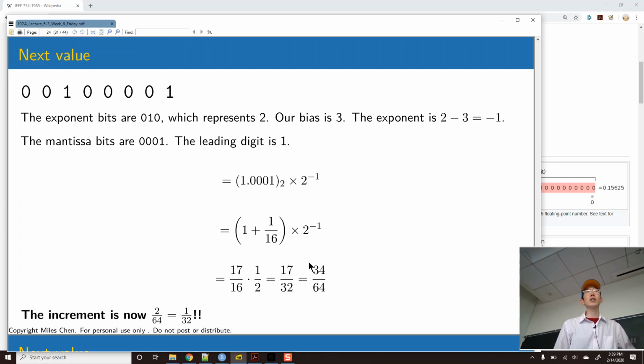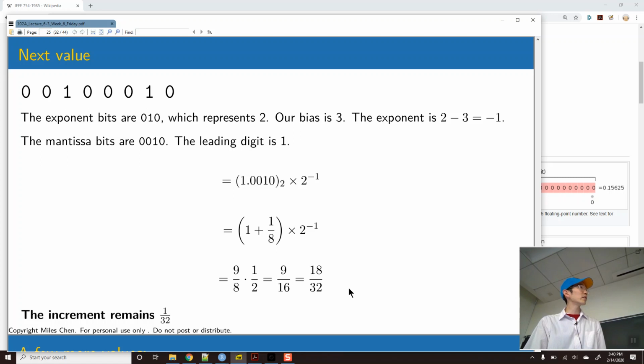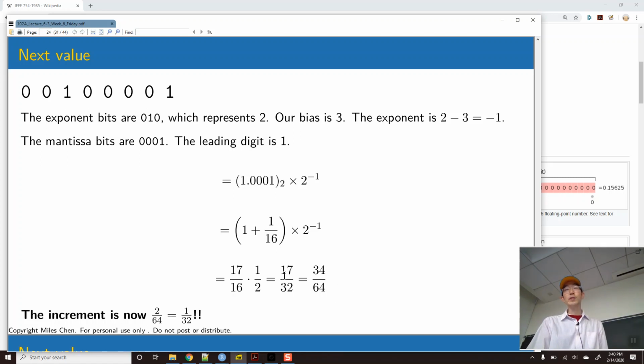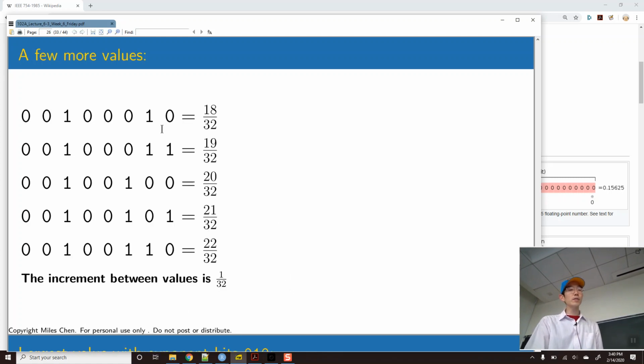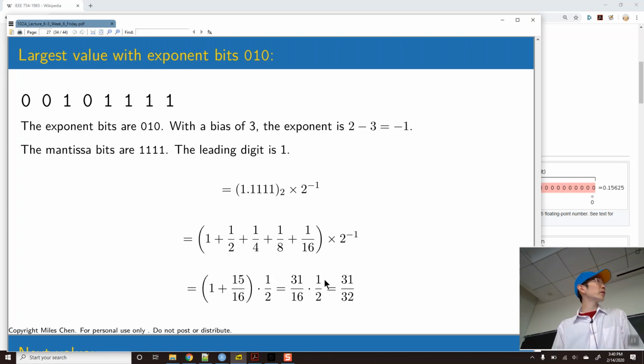My increment has gone up to be 1/32. Okay, and so now every time I increment this, and I go from 0, 0, 1, the next one will end with 1, 0. This is 18/32. Okay, so we've gone from 17/32 now to 18/32. Okay, and we can kind of list all of these off, and this is 19/32, 20/32, 21/32, 22/32. Okay, so if I fill all of these out, the mantissa bits with all 1s, what will that be? So the mantissa bits with all 1s is going to be 31/32.